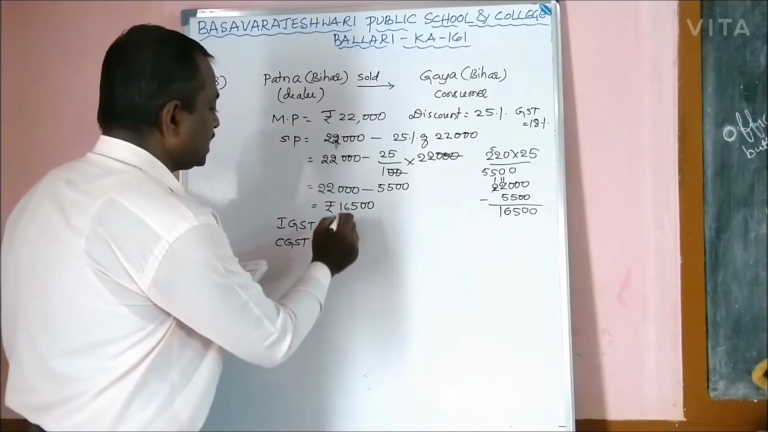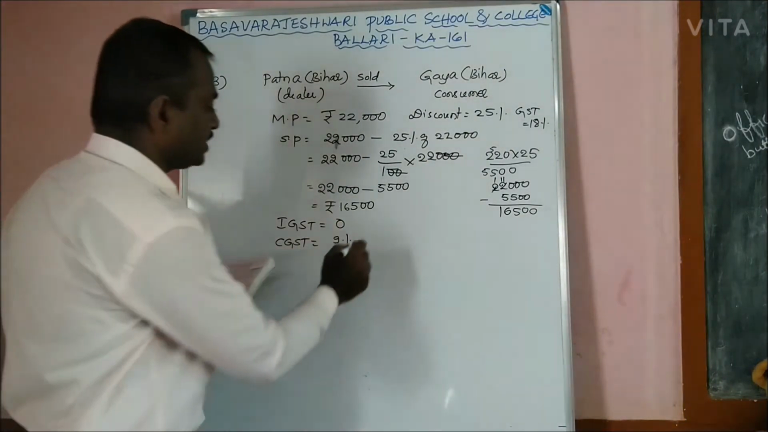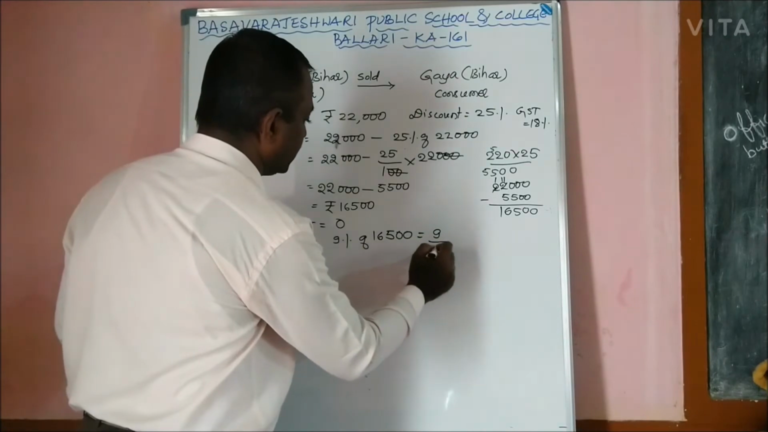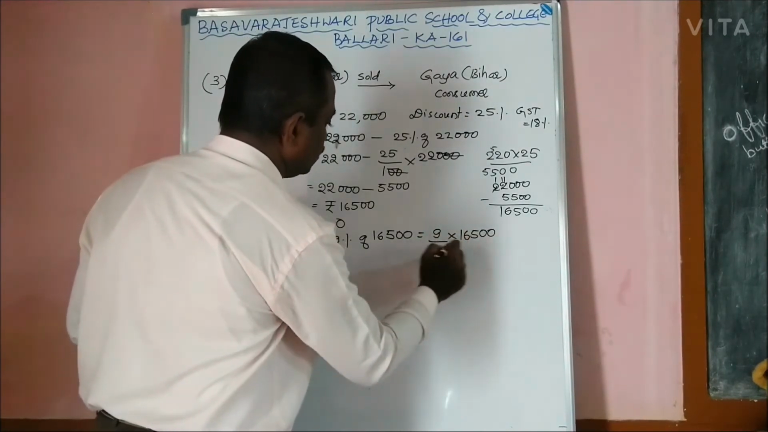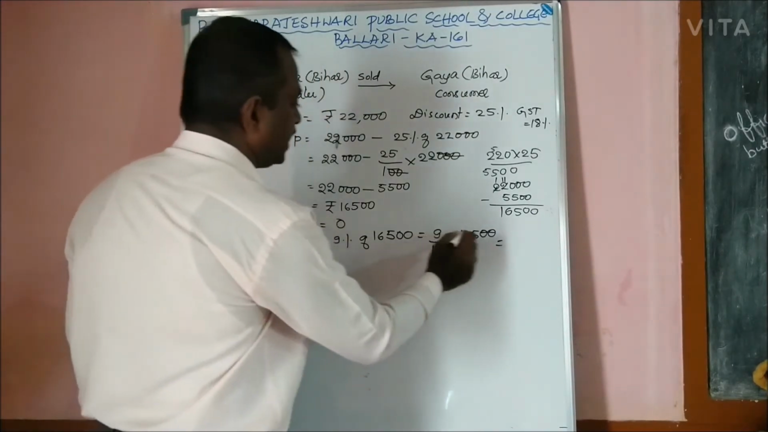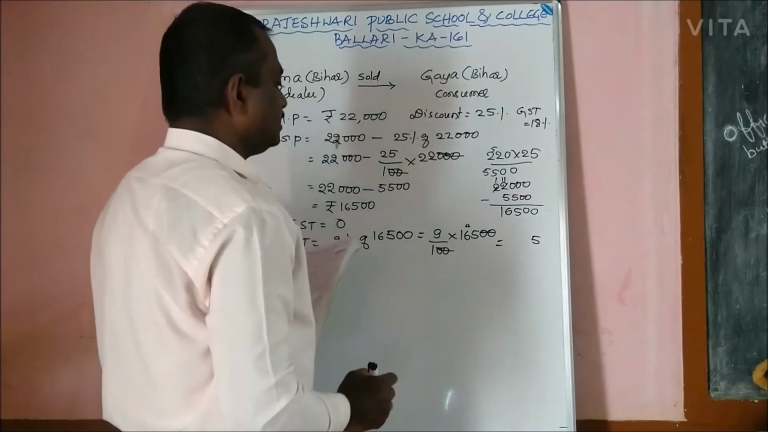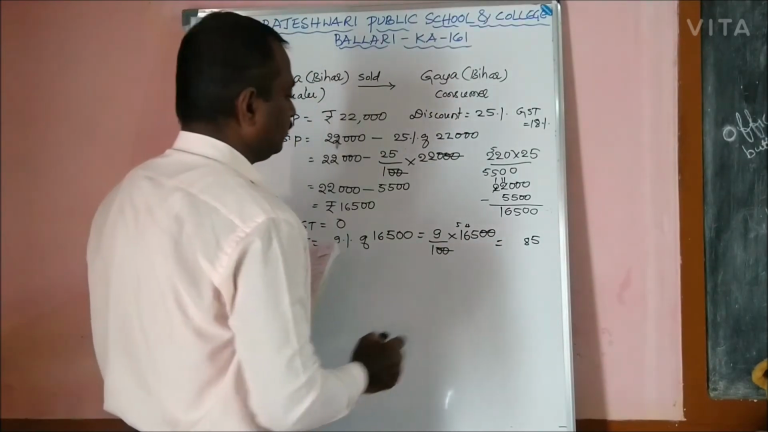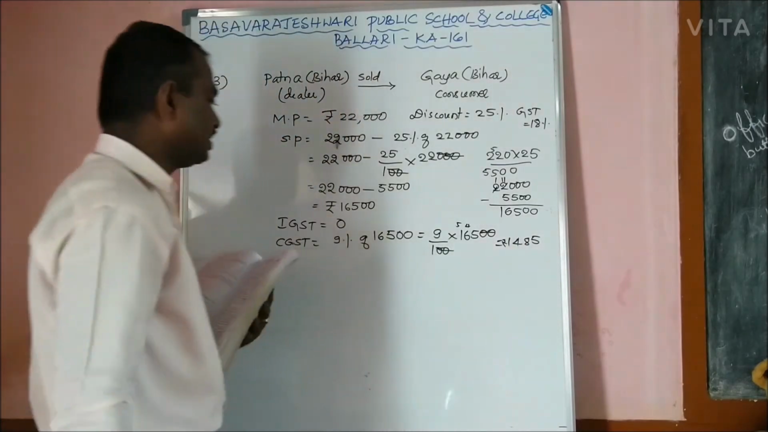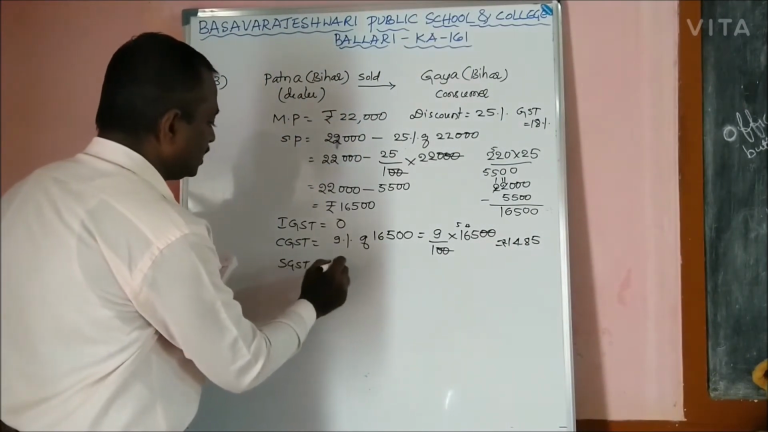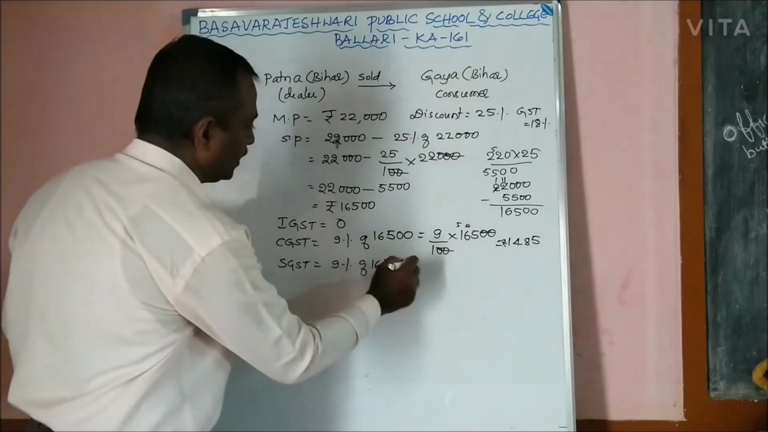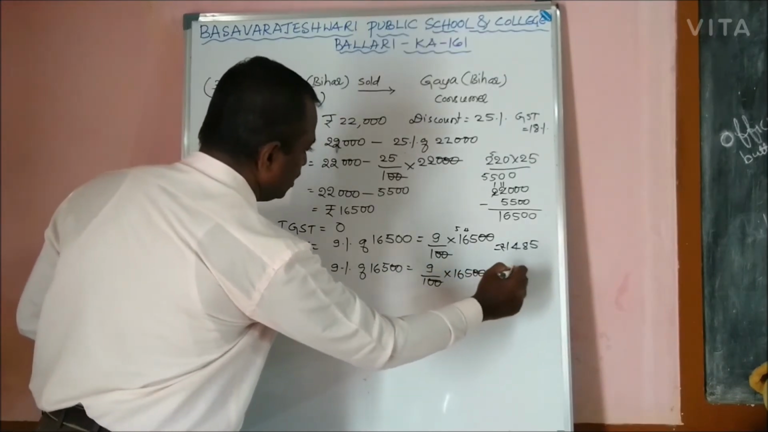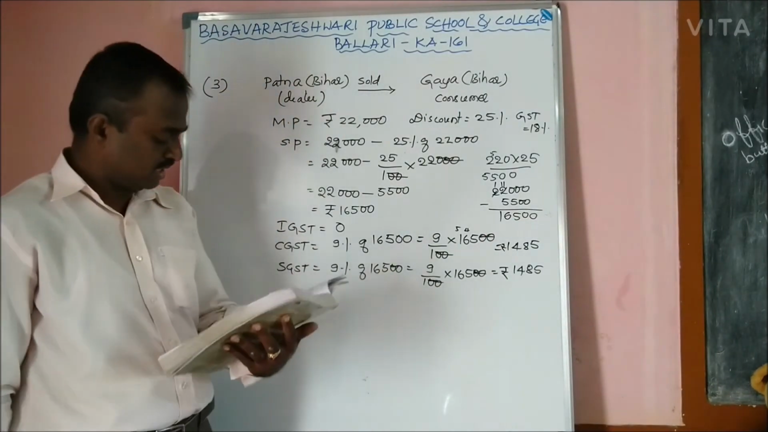Now what is the CGST? 9% of 16,500, that is 9 by 100 into 16,500. Two zeros cancel. 9 5s are 45, 9 6s are 54, 54 plus 4 is 58, 9 1s are 9, 9 plus 5 is 14. So it is 1,485. Similarly, SGST is also 9% of 16,500, which is 9 by 100 into 16,500. Two zeros cancel. This is also 1,485.